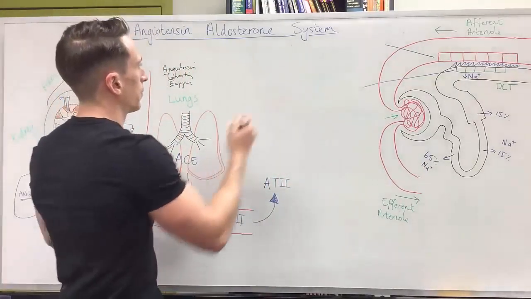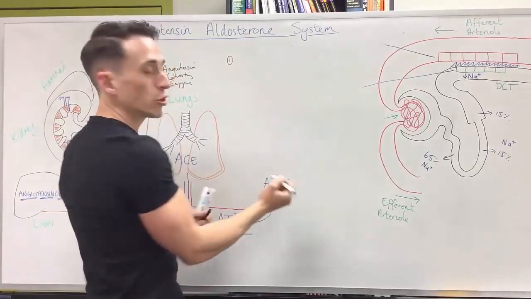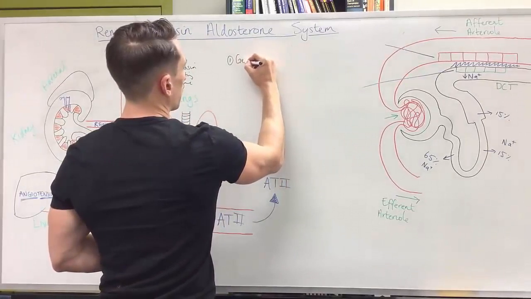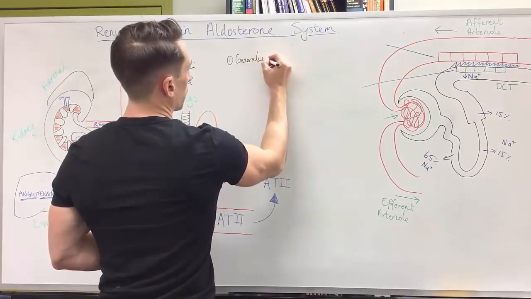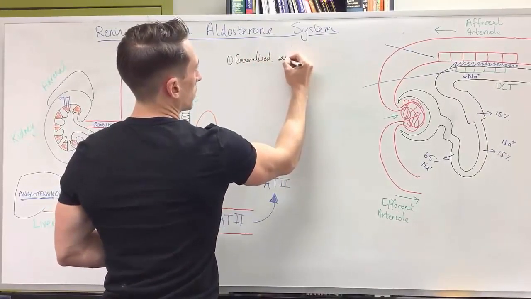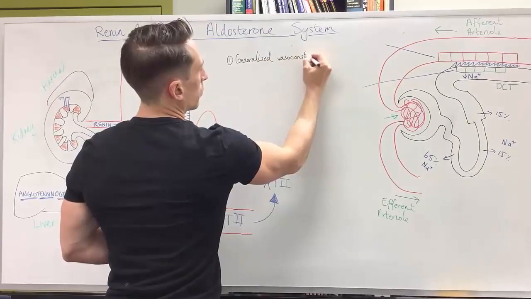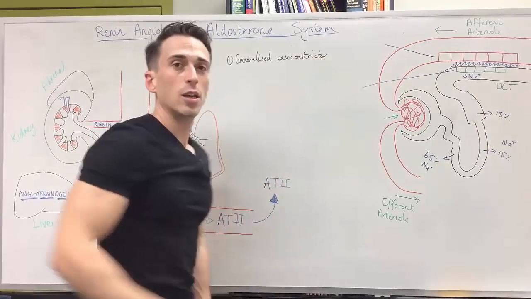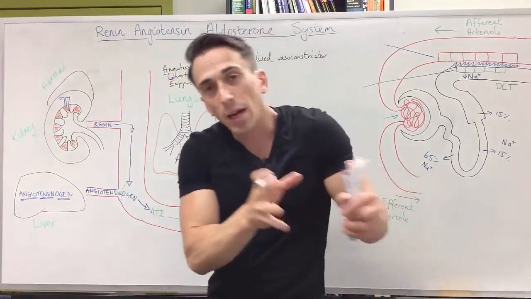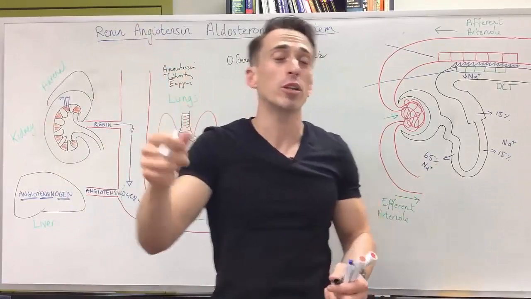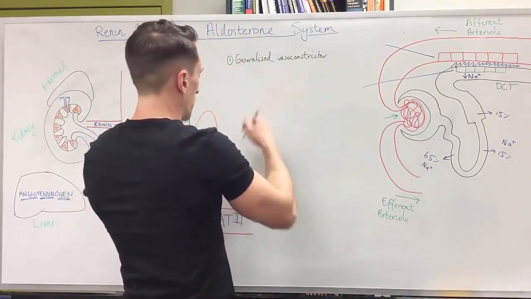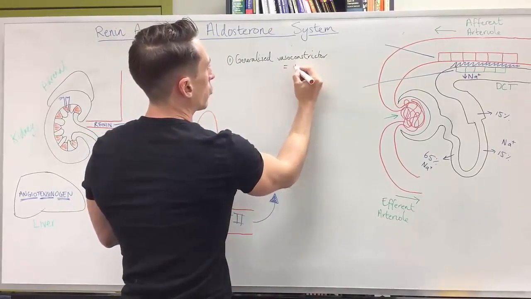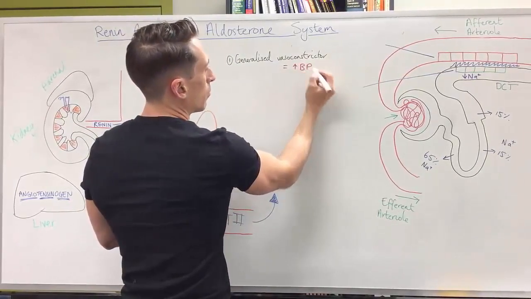First thing is that angiotensin 2 is a generalized vasoconstrictor. It's predominantly going to constrict arterioles, which means the blood's going to back up, back up, back up, and increase blood pressure. So when you have a generalized vasoconstrictor, what is the ultimate outcome? It ends up increasing blood pressure.